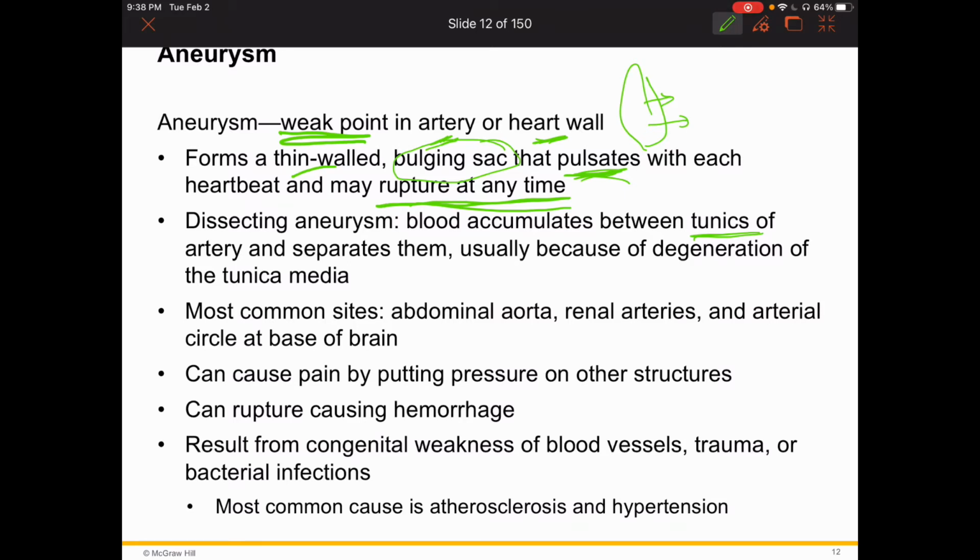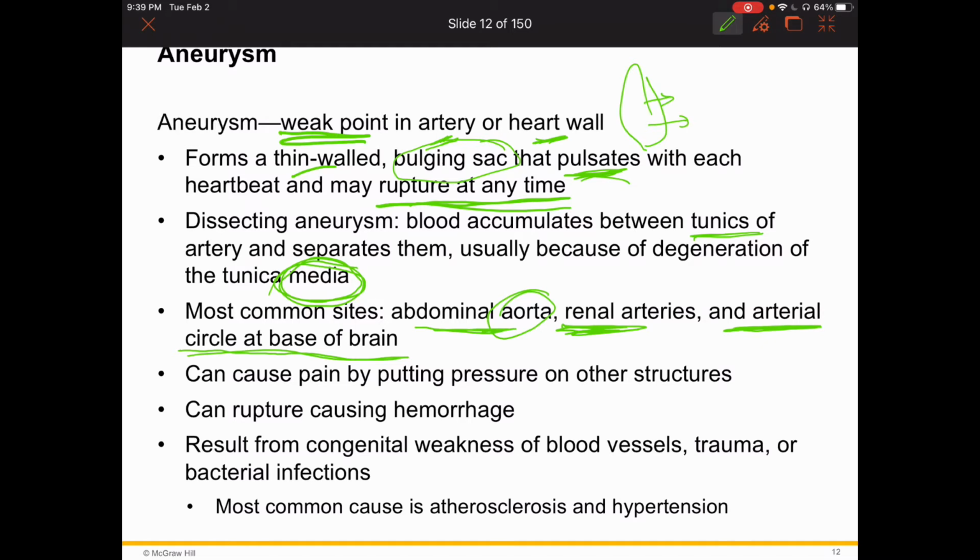Again, the stabilizing, thicker, muscular tunica media is the one where we really see the degeneration. Most common sites are in the abdomen, from the aorta, just coming right off of the heart. In the kidney area, so renal arteries, and also aneurysms in the brain, at the circle base of the brain.